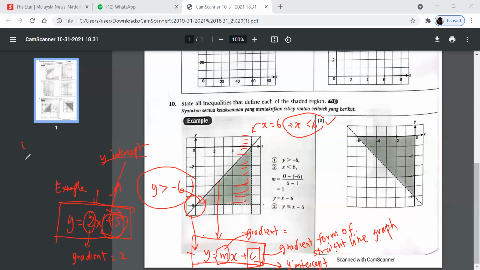So that's why you must be familiar with y equals mx plus c. M is the gradient. C is the y-intercept. Then x and y are just a point. Sometimes you don't know what c is, but you know the line passes through one point, so you put in the y and the x, then you can get c.